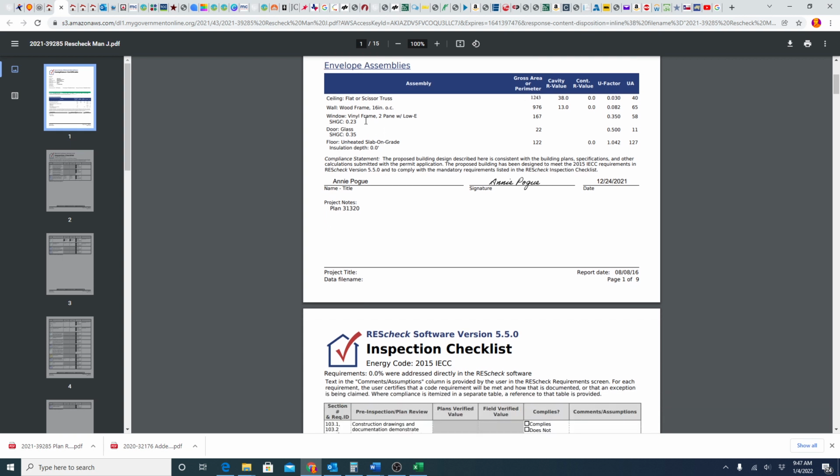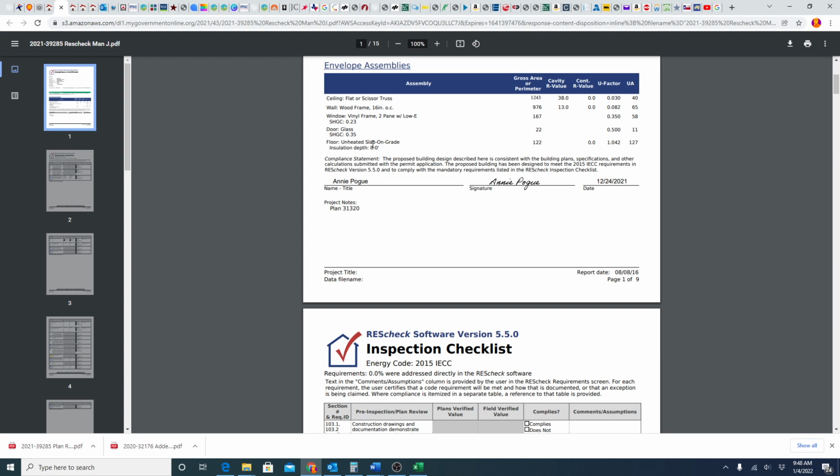Your maximum SHGC in climate zone 2 is 0.30, so you need to make sure your SHGC is lower than that. And your U factor is 0.5, or actually, 0.35 apparently in this area. It was 0.3, I guess it's been revised a little bit. And 0.5 for your U factor. You need to make sure that these numbers are lower than that.